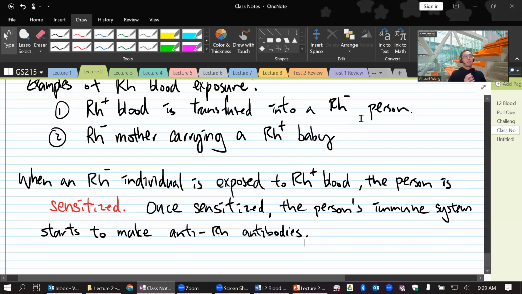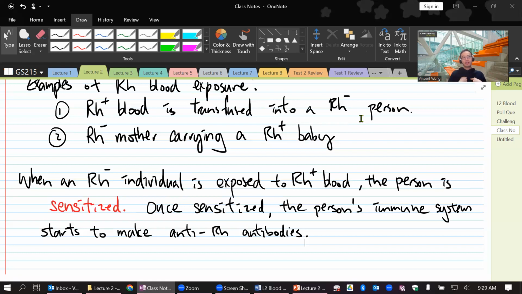So does that mean in the future you can receive positive blood? You cannot. Because you already have the antibodies. If you receive positive blood again, those antibodies will reject the positive blood. It was okay to receive it the first time because you didn't have the antibodies yet. Okay, hopefully that makes sense.